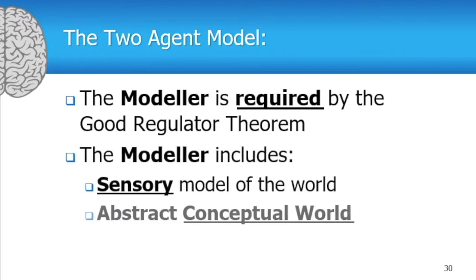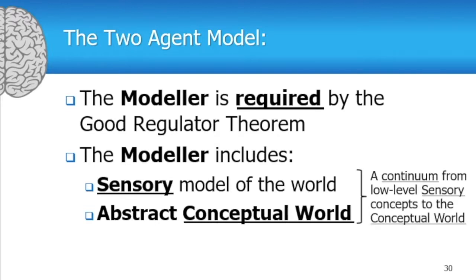The modeler includes a sensory model of the world and a completely abstract conceptual world model. These are not two separate world models. They are really two ends of a continuum of conceptual models from low-level sensory concepts at one end to the fully abstract high-level concepts at the other end.